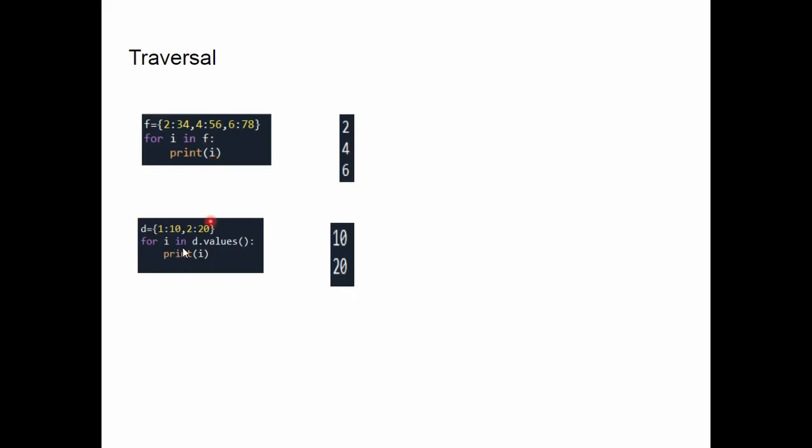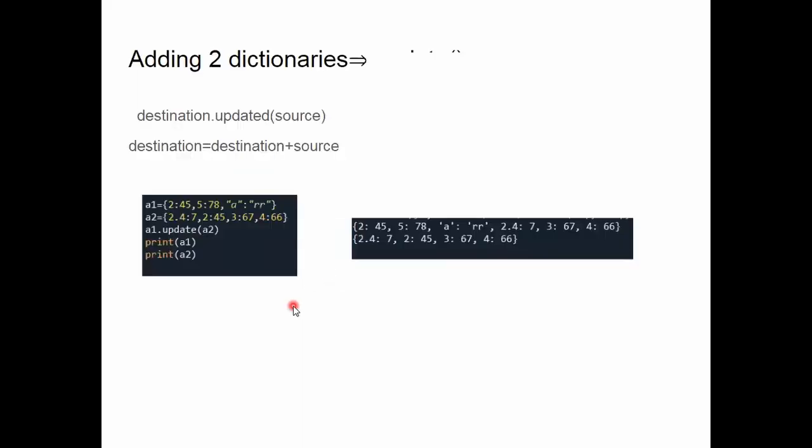Okay, now if you want to display the values, so what is the value, 10 and 20? So which for loop am I going to use? For I in D dot values. So how many values are there? 10 and 20. So first of all, the value of I will be 10, so 10 will be printed. Next time the value of I will be 20, so 20 will be displayed.